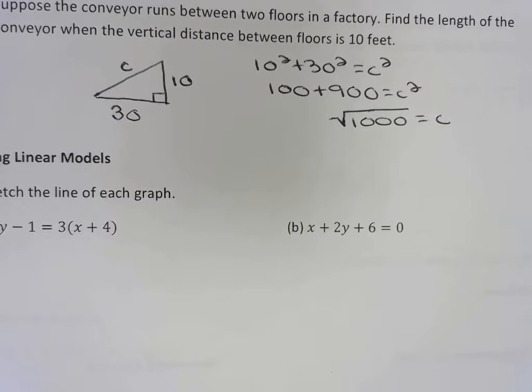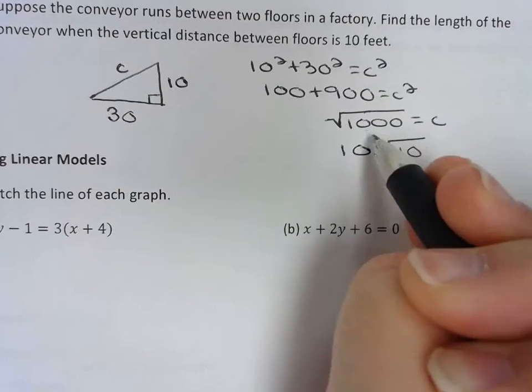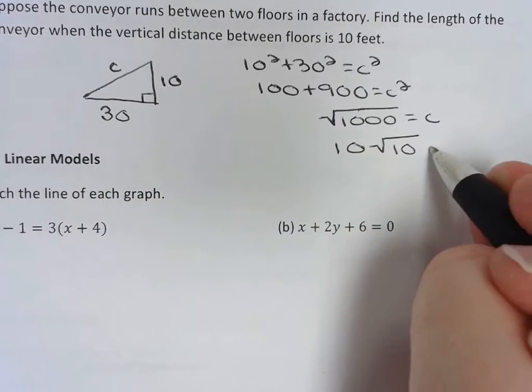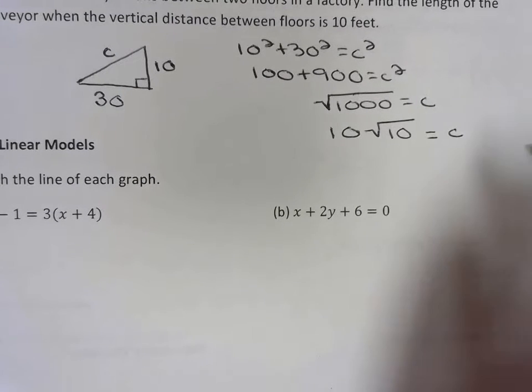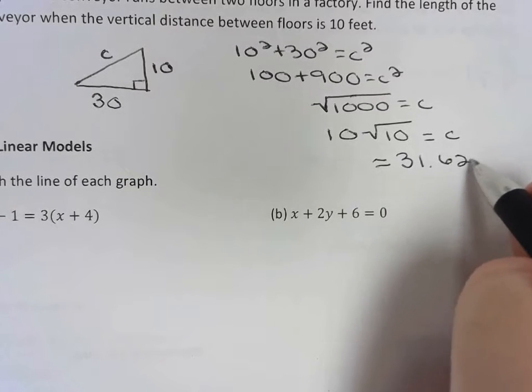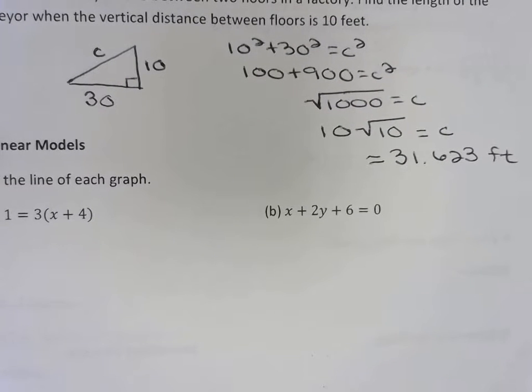And that would simplify down to 10 square root of 10. You could rewrite this as 100 times 10. Square root of 100 is 10. So 10 square root of 10 equals C. And you could always convert it. I don't really care if you convert it to decimal. 31.623 feet. If they're talking about distance, you're not going to tell someone that conveyor is 10 square root of 10 feet long. So look at what they're asking for. Okay, any questions so far?